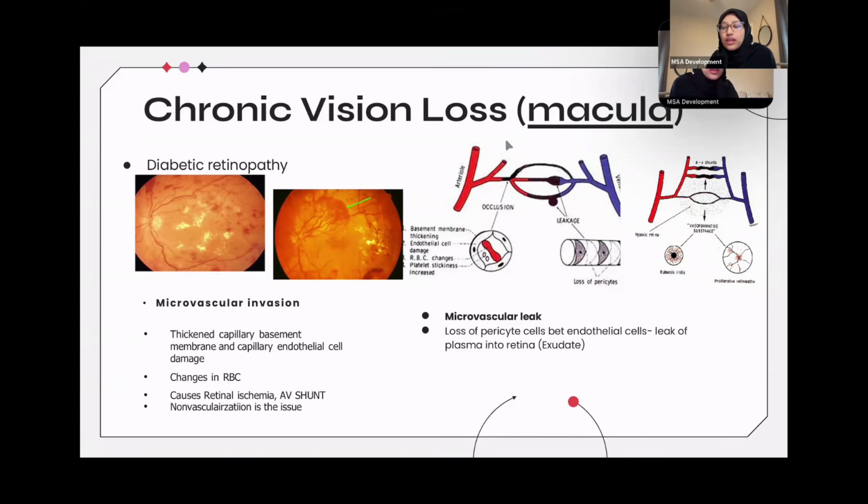So because the eyes are not able to use this path, they create their own shunts or capillaries to bypass the damaged vessels. So that is what we call microvascular invasion, formation of new arteries that take place to bypass the ischemic old weak arteries. So that causes ischemia, AV shunt, and that term, the shunt or the formation of new arteries, is called neovascularization. Then the leak is the other thing. The leak causes things like edema, exudates all over the eye. And that is another important thing in diabetes.